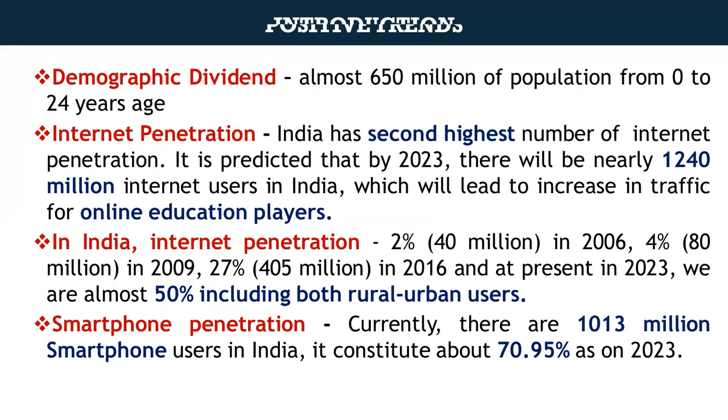Then taking this demographic dividend further, also taking internet penetration. India has the second highest internet penetration. Probably China stands first, and India is second. It's predicted that by 2023, there will be almost 1,240 million internet users in India. So this is something we need to keep in mind.